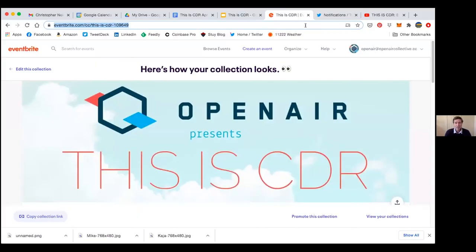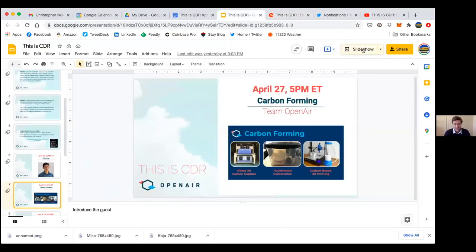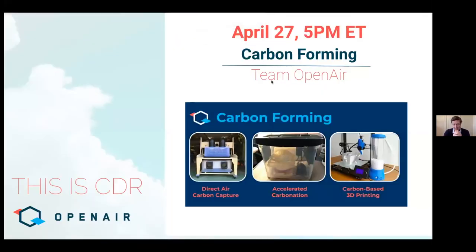I'm going to share my screen again, if I'm able to. First of all, we have a couple of This Is CDR events that are coming up. Tomorrow afternoon, we have a community event to talk about a couple of the open source hardware projects we have ongoing at OpenAir. So we'll have OpenAir members talking about Violet and Cyan, which are two different open source direct air capture concepts, and then a very interesting and cool carbon-based 3D printing mission that we're launching. So please join us for those.